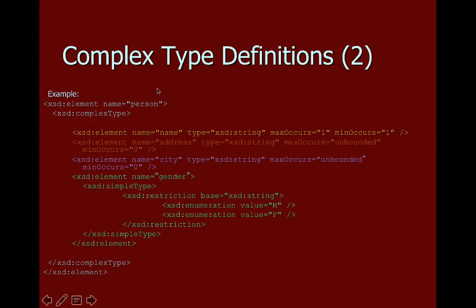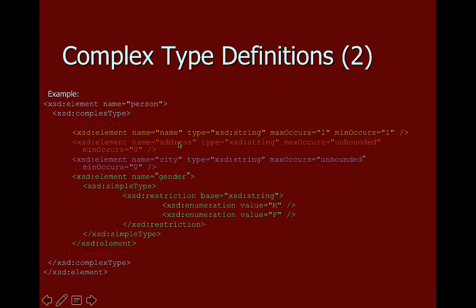So here's an example. You have an element named person. In this element declaration, we have a complex type which comprises a sequence, and then it has a name, address, city, and then the number of occurrences, right? So it's saying that you have exactly one occurrence of name, and that's the default, so you don't have to put it. If maxOccurs is 1 and minOccurs is 1, that's the default. You don't need to actually say that.